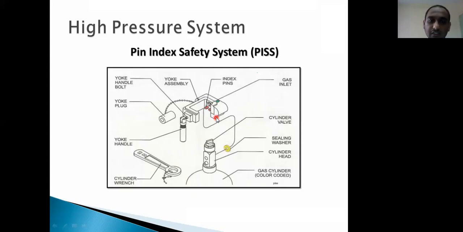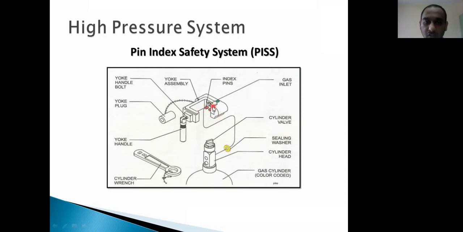So this is a safety feature in the high pressure system where we attach the cylinders to the respective yoke assembly, so that nitrous oxide does not by mistake flow through the oxygen line and get displayed as oxygen and delivered to the patient as oxygen even by mistake. So this pin index ensures that only the correct cylinder is attached to the yoke assembly.